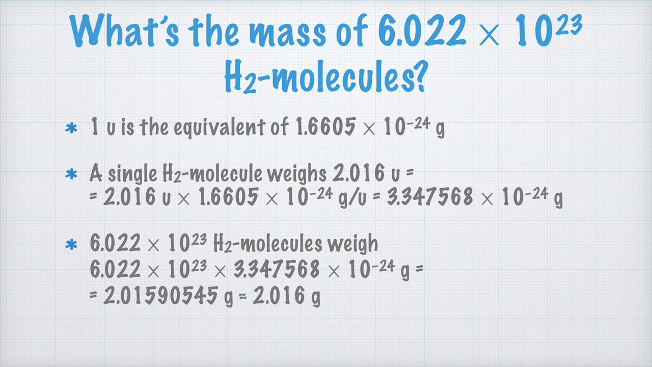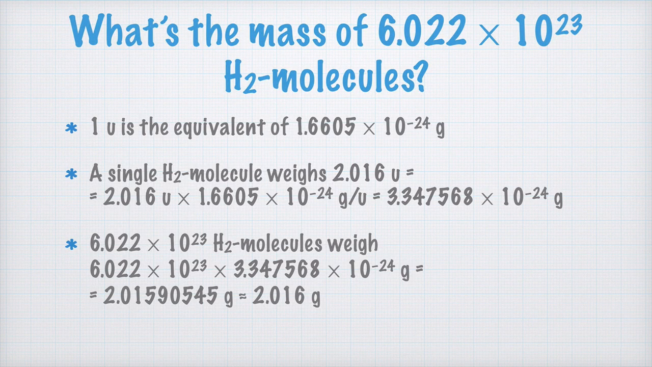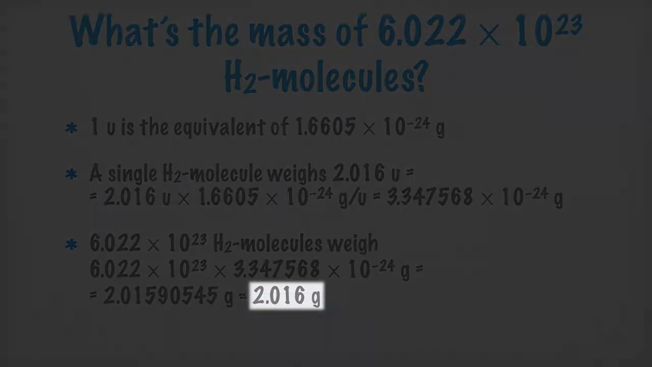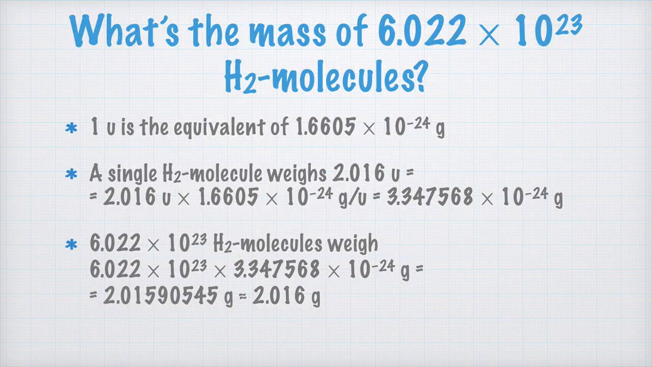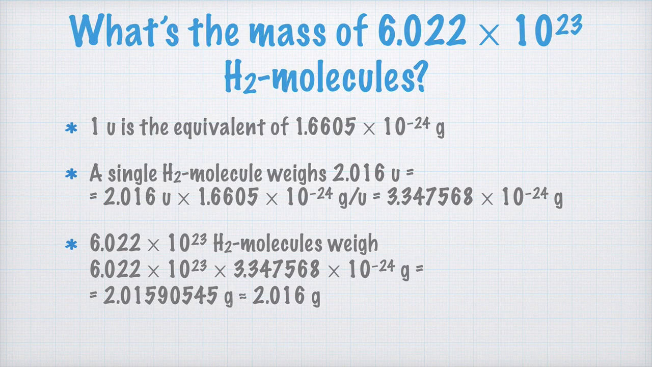Can you see what's peculiar here? A single hydrogen molecule weighs 2.016 U, while 6.022 times 10 to the 23 molecules weigh 2.016 grams. We have the same figure, but different units. This is the cunning trick I was talking about.